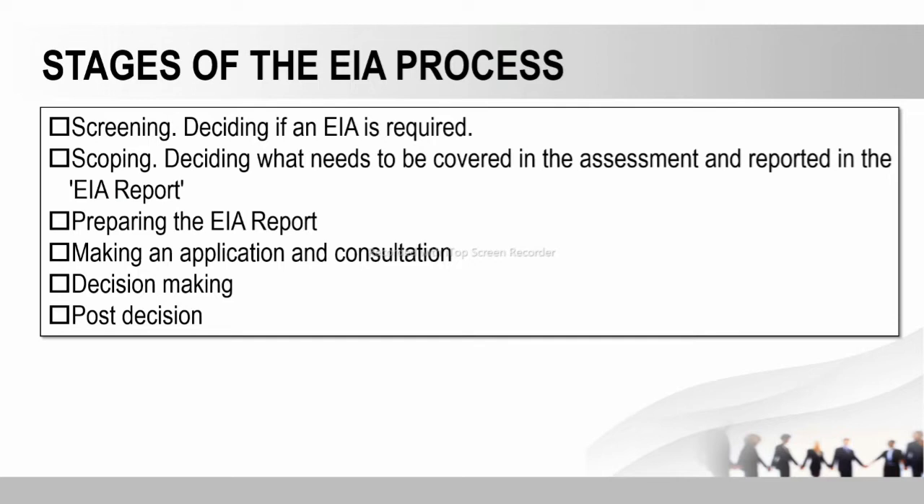So by the way, these stages are as follows. First, screening, which is deciding if an EIA is required. Second is scoping, deciding what needs to be covered in the assessment and reported in the EIA report. And third, preparing the EIA report. Fourth, making an application and consultation. Fifth, decision making. And last is the post-decision.